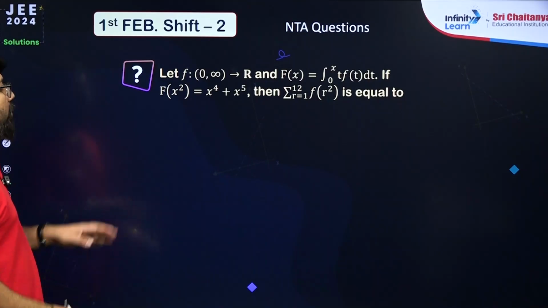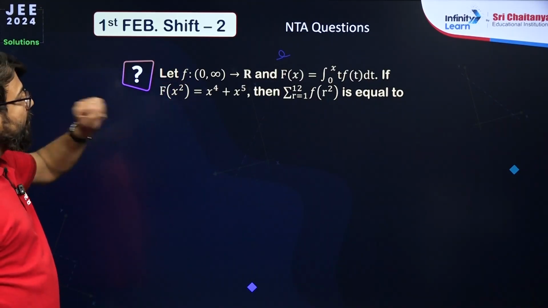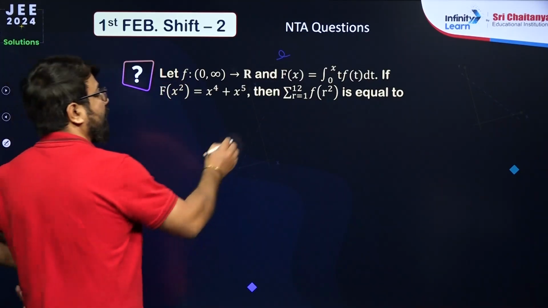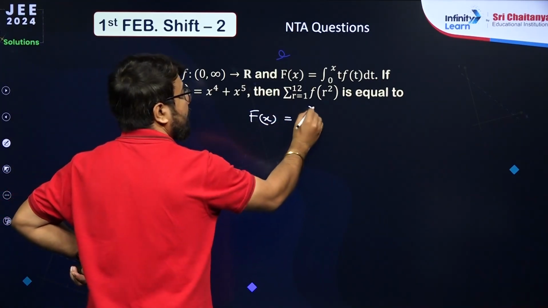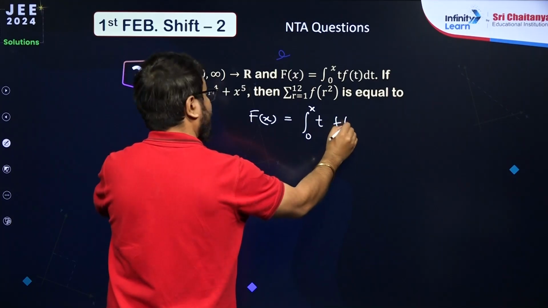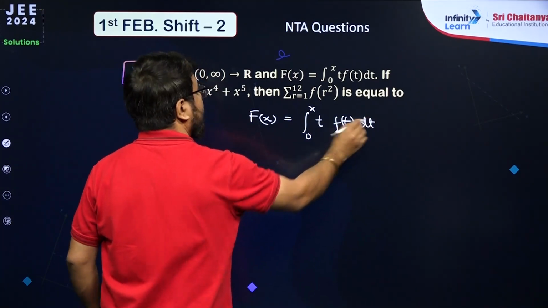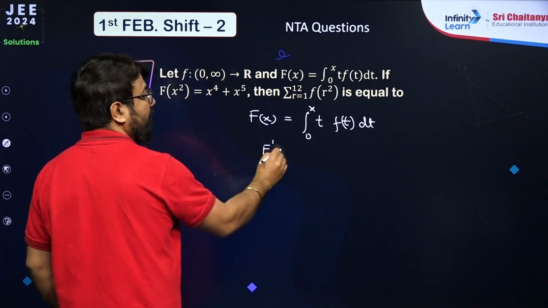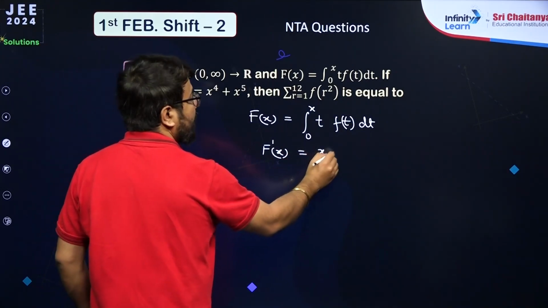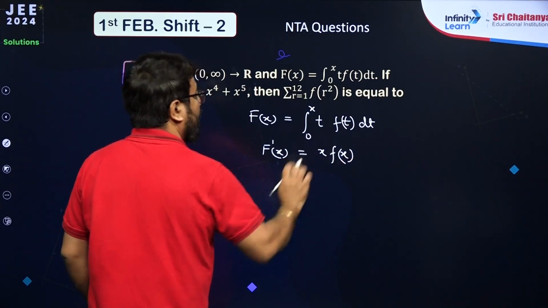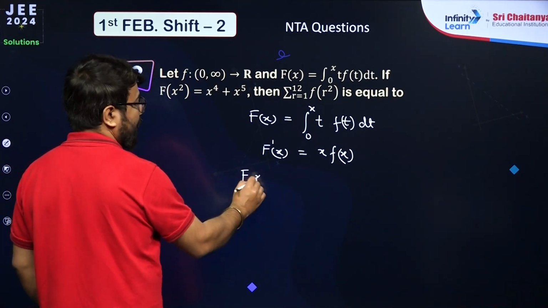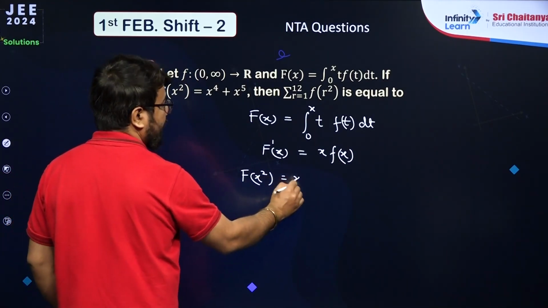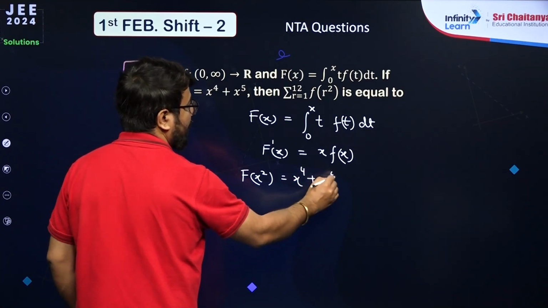Moving ahead to the next problem, f is a function from 0 to infinity to R. There is a function capital F. Capital F is integration 0 to x of t into f of t dt. Let us differentiate with the help of Leibniz rule. Then it becomes x into f of x. Alright. Now after this, here we have F of x square is equal to x raised to the power 4 plus x raised to the power 5.